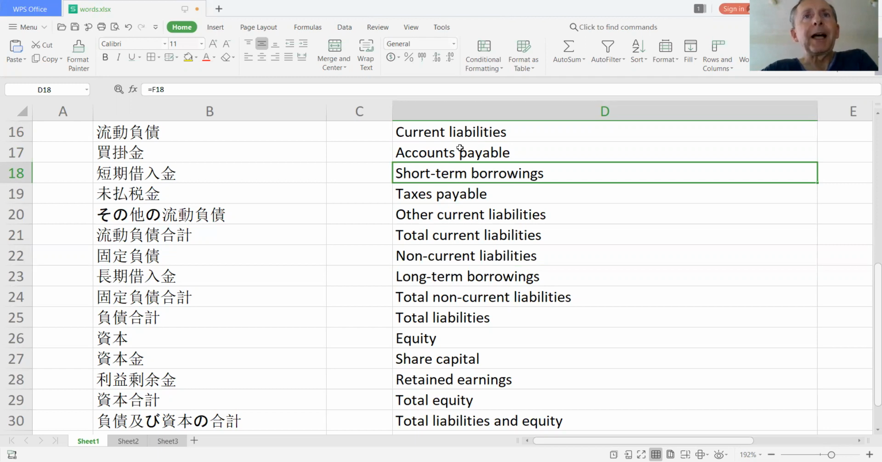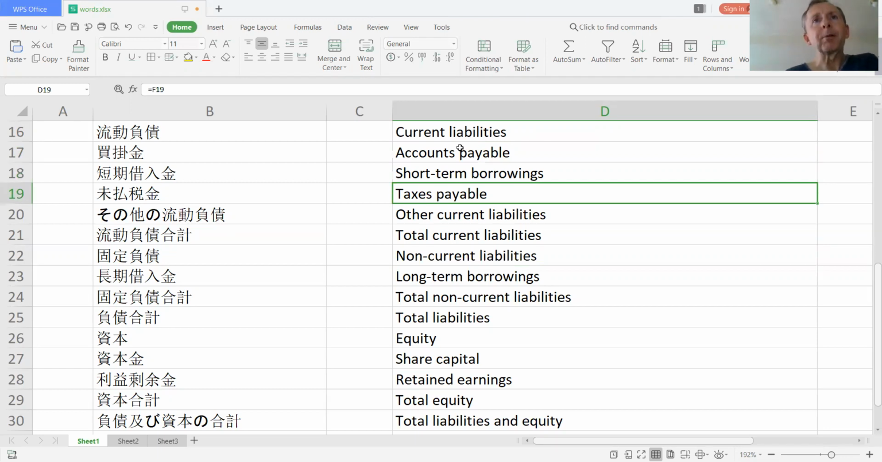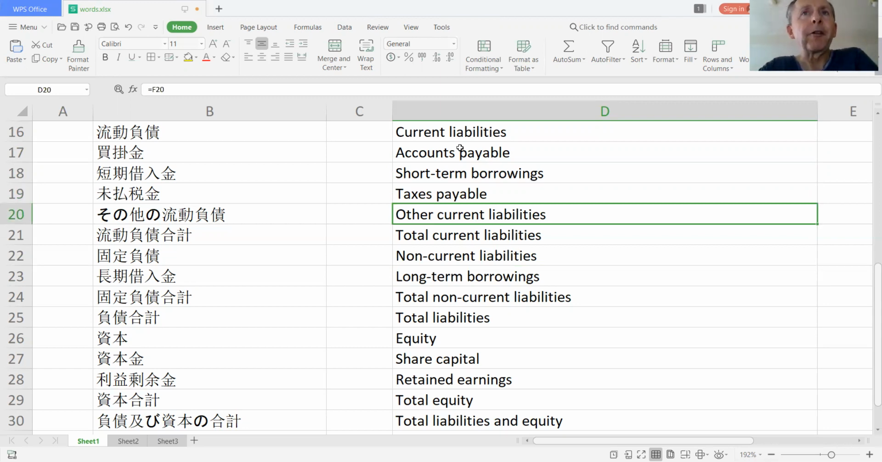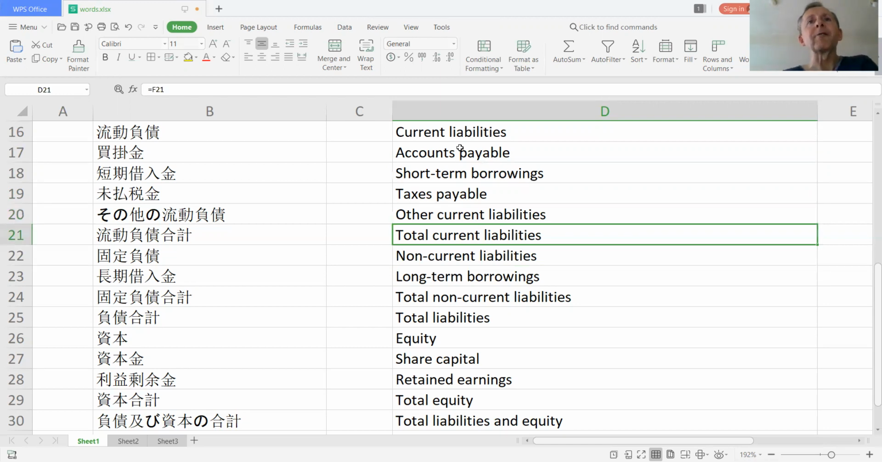Then another example of a current liability, taxes payable. Usually taxes are payable within 1 year, so they're current liabilities. Taxes payable, or tax liability, perhaps we could call it. Another one: we might have other liabilities which are current, a category called other current liabilities. And then normally we would have a subtotal called total current liabilities.